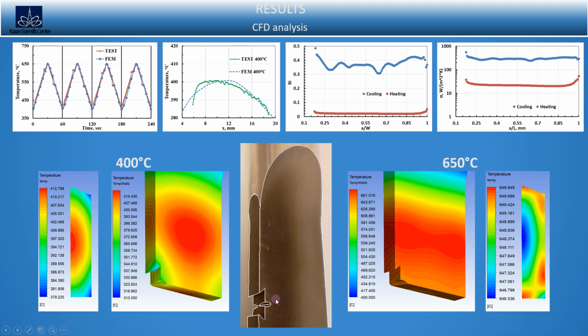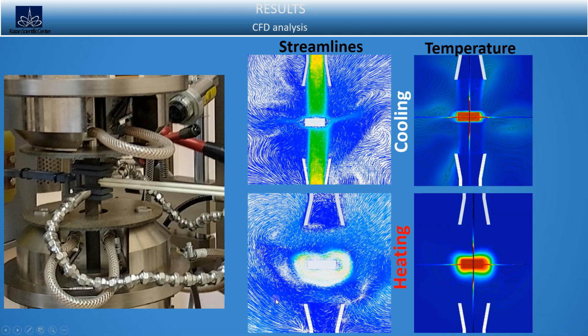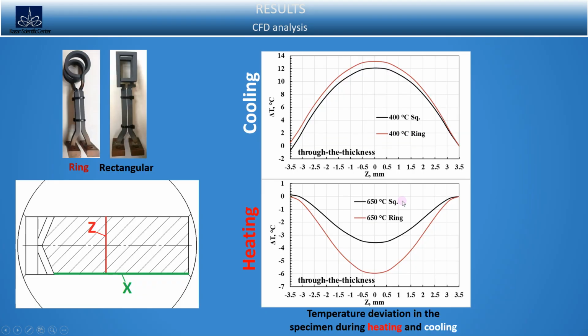The aerostream lines and temperature around the specimen at the time of heating and cooling are visualized. One may note the formation and breakdown of a vortex on the specimen edge during air cooling. A comparative calculation shows more uniform temperature fields in the specimen cross-section when using a rectangular inductor.